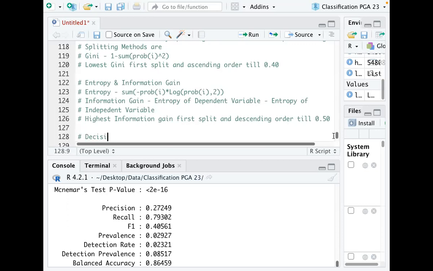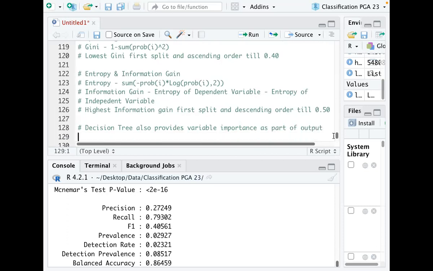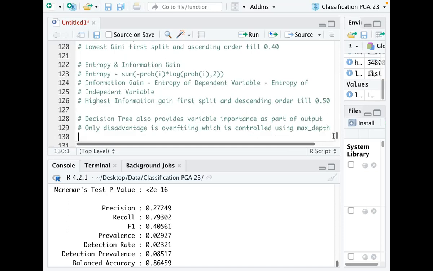So decision tree also provides variable importance as part of output. The only disadvantage is overfitting, which is controlled using max depth of the tree. Okay.